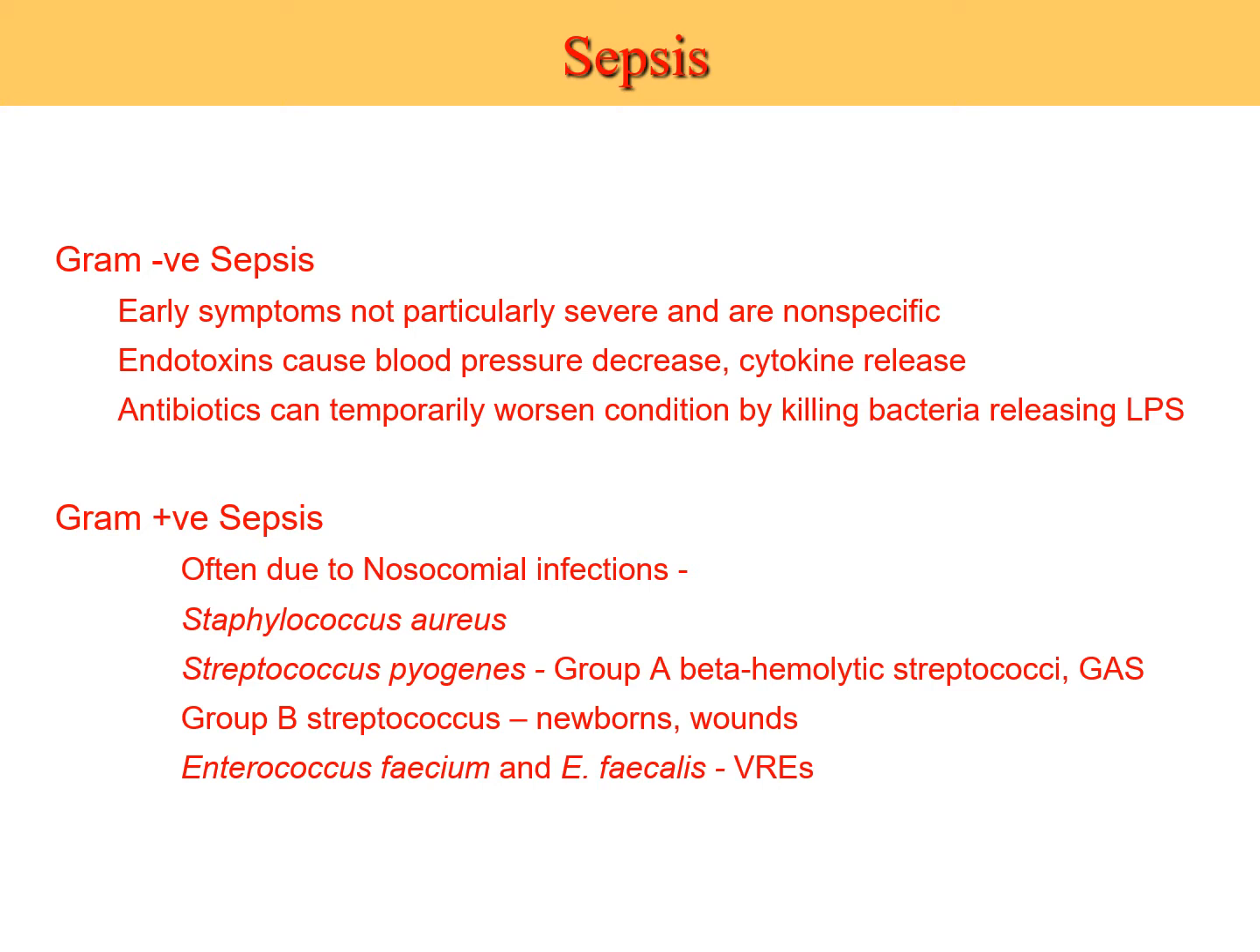Gram-positive sepsis is often associated with nosocomial infections picked up in the hospital. Things like Staphylococcus aureus or Streptococcus pyogenes, also known as GAS organisms. Sometimes group B streptococcal infections in newborns or in wounds.